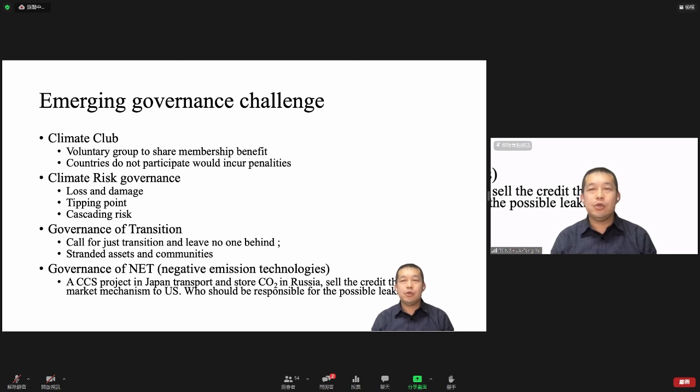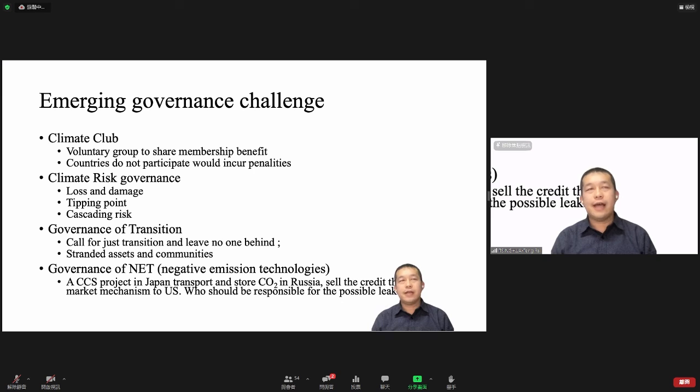And recently, the United States and European Union are considering this carbon border adjustment, which is a possible approach for the future climate club. But whether or not this climate club makes sense is still in debate. So we need more research on these new governance forms.